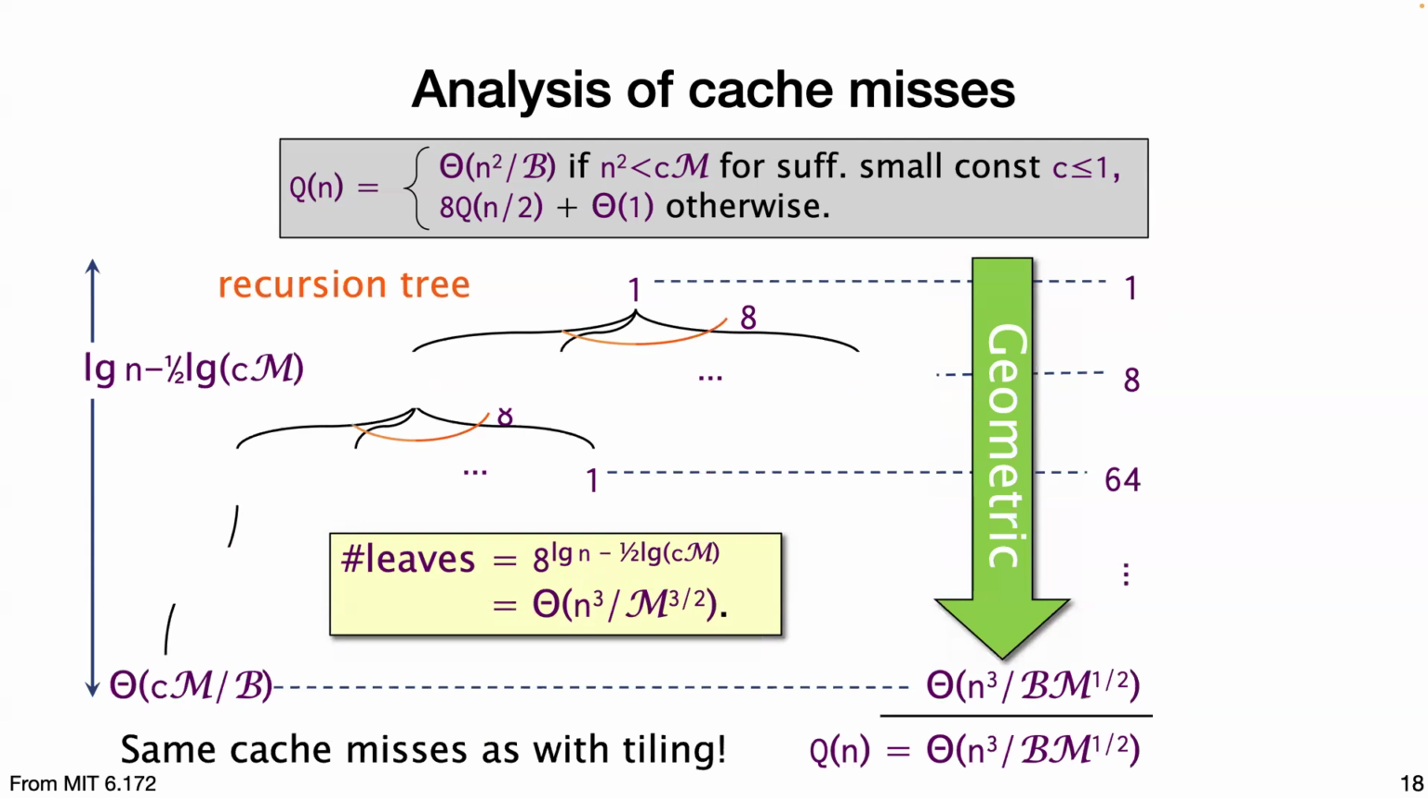What a leaf is... Yes, exactly. So the base case tells you that n squared is theta c m, or theta m, I guess, because c is a constant.